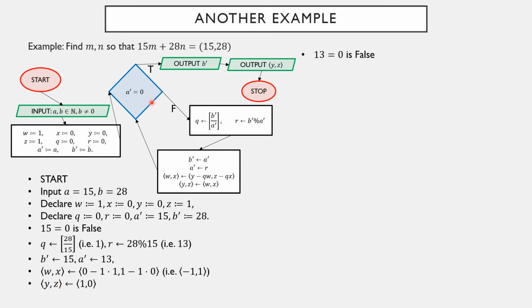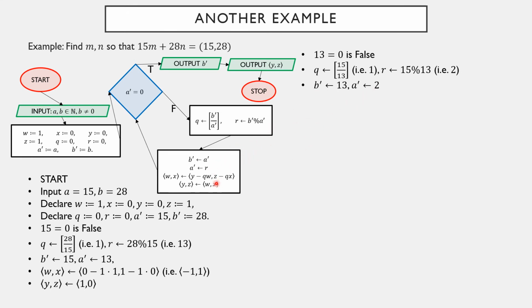Next, I come back and I check a prime has now gotten a new value. It was that remainder of 13, but 13 is still not equal to 0. So b prime is now 15. A prime is now 13, so I'm going to compute this quotient and this remainder. So the new quotient is 1 and the new remainder is 2. So I store 13 as b prime. That was my old value of a prime right here, and that remainder gets stored as a prime.